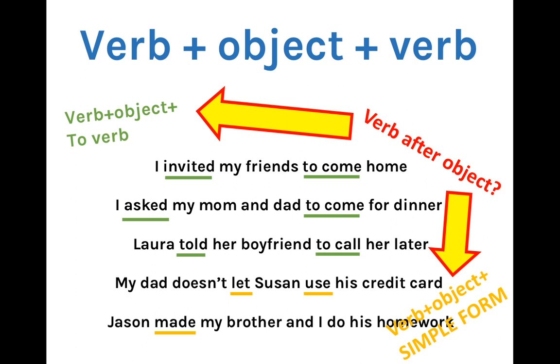Jason made my brother and I do his homework. We have made, and then we have the object, my brother, and then we use the verb in the simple form. So these are the two structures you're going to learn to identify today.